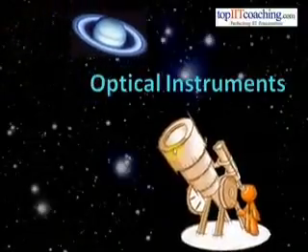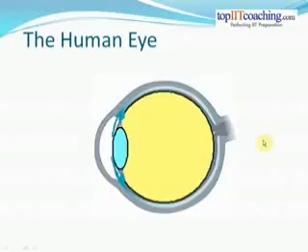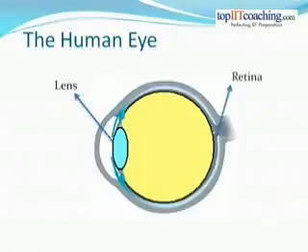So let's begin. The first thing we'll study is the human eye. The eye actually consists of a lens and a retina. These constitute the part of the eye which help us see. The lens of the eye is called the cornea, and it's a convex lens. This is how you spell cornea. Cornea.